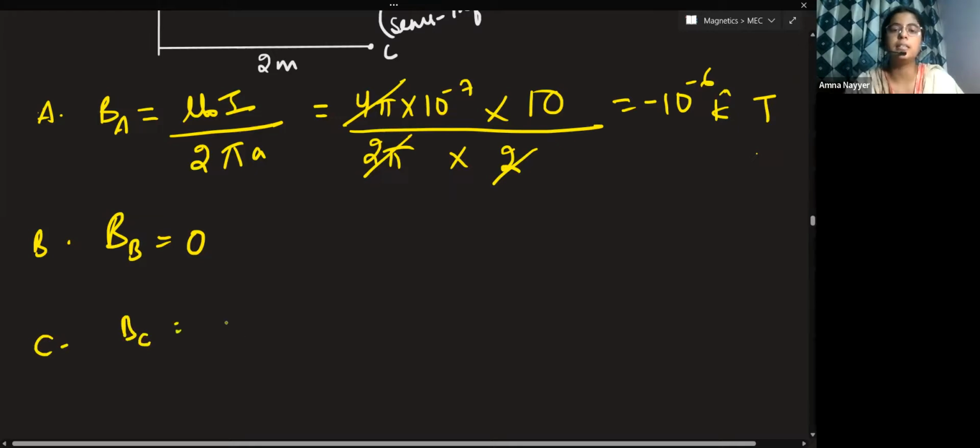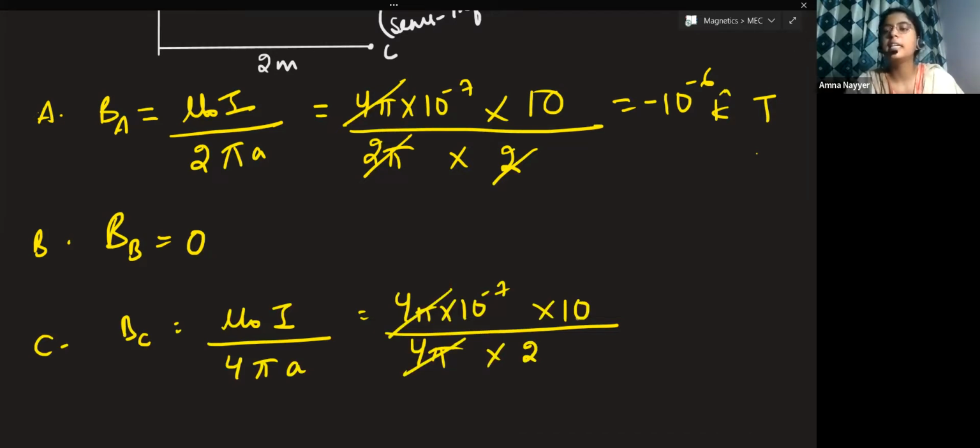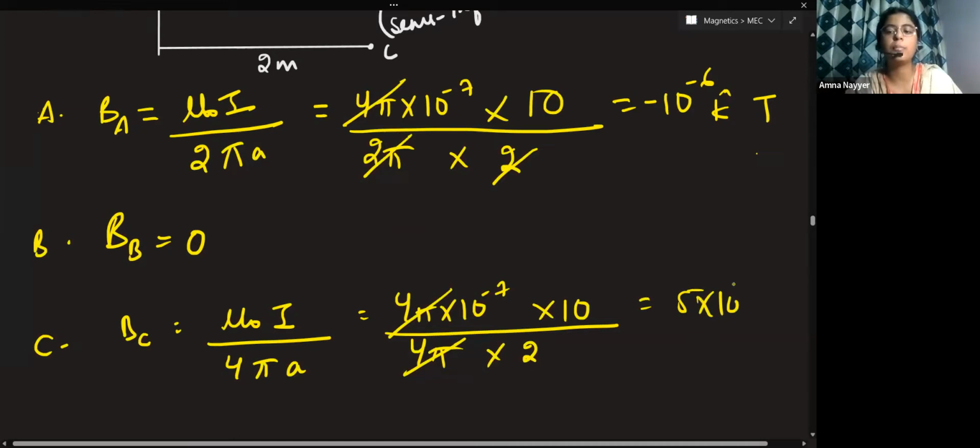BC. Yes, that is mu naught I divided by 4 pi A. So mu naught can be written as 4 pi into 10 to the power minus 7. Current is 10. 4 pi is there and 2 is there. So 4 pi gets cancelled. 10 divided by 2 gives you 5 into 10 to the power minus 7.